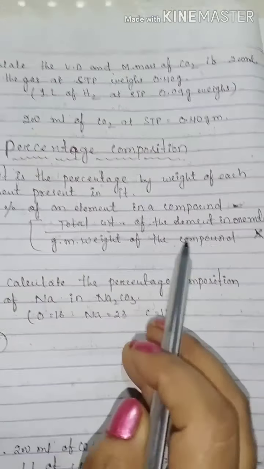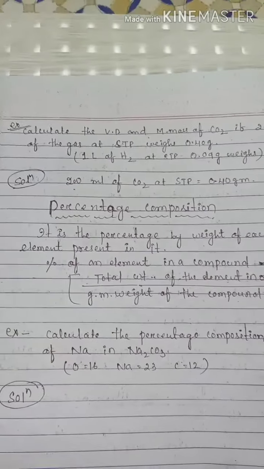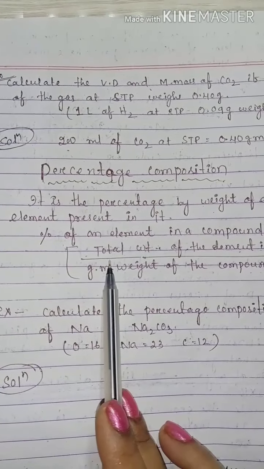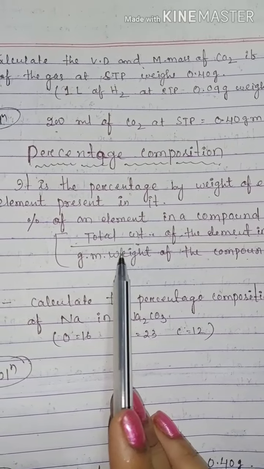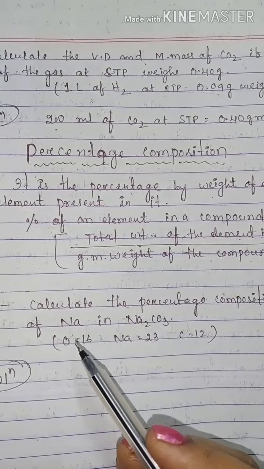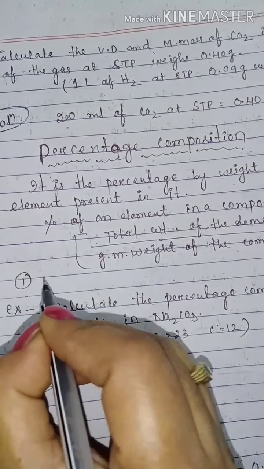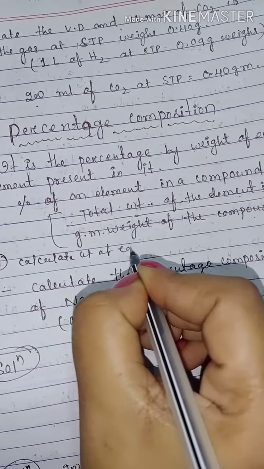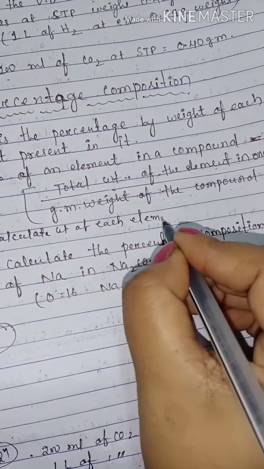The percentage composition calculation you already read in the 9th class, so you have to remind yourself and do it accordingly. To calculate the percentage of each of the different elements in a compound, you have to follow two steps. The first one is to calculate the weight of each element. I am writing here: calculate the weight of each element.